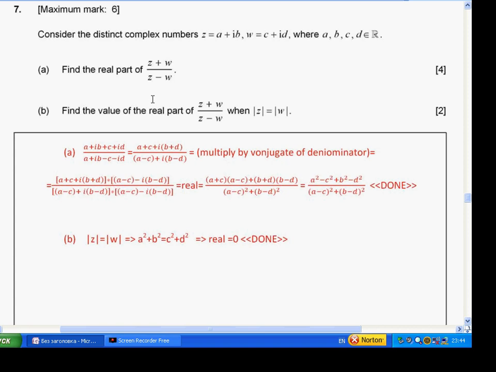In B, they ask us for the real part of this expression. So we have this expression, and they say that the absolute value of z equals the absolute value of w, which means a squared plus b squared equals c squared plus d squared. I take off the square root, which is when you square you get this expression. As a result, the numerator becomes 0, so the real part is 0. By the way, when we were finding the numerator, we ignored the imaginary part because we need the real part.